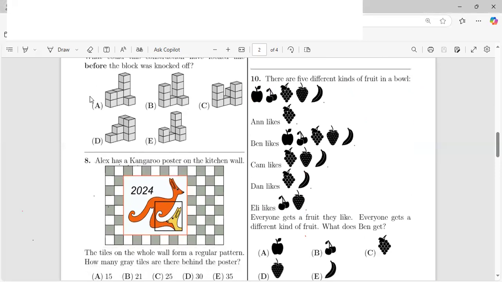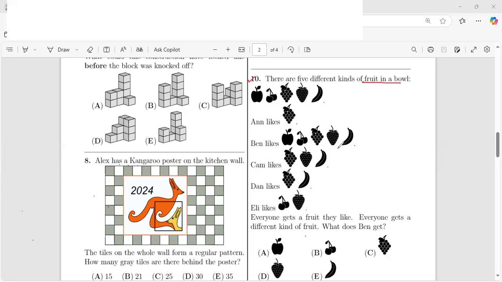Question number 10. This question is repeated across exams for different years, not the exact question, but the concept has been repeated. So let's read it. There are 5 different kinds of fruits in a bowl. You have apple, cherries, grapes, strawberries, and banana.